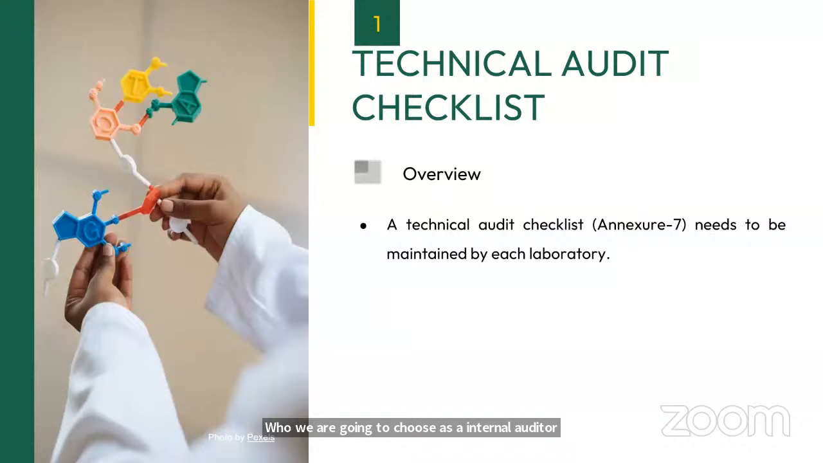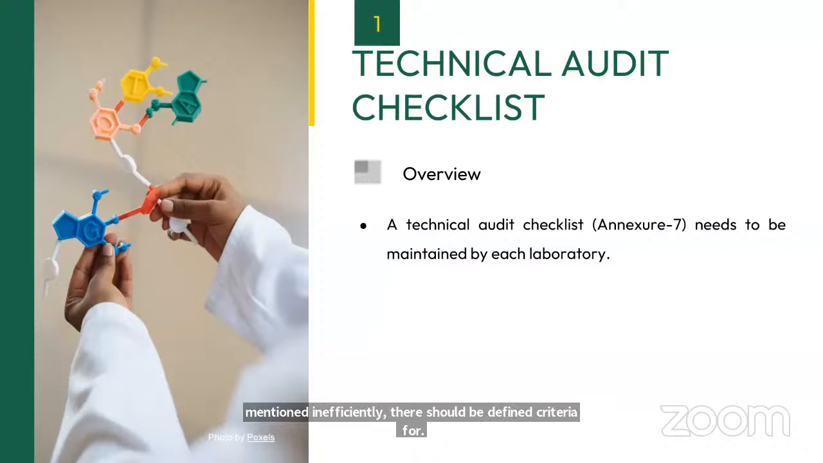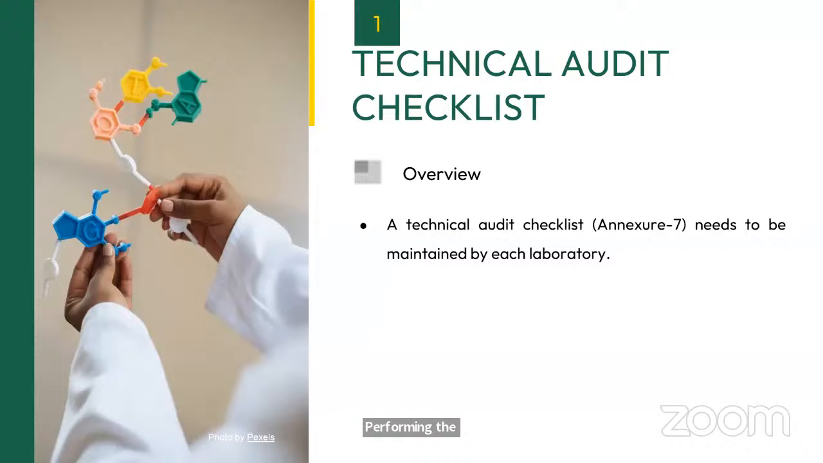A technical audit checklist needs to be maintained by each laboratory. So there should be predefined criteria. As I have mentioned initially, there should be defined criteria for performing the audit. For that, you should have a specific checklist: what you are going to see, what you are going to examine, what you are going to observe, which activities are going to get audited. So you should have a specific technical audit checklist, which is to be maintained by each laboratory.